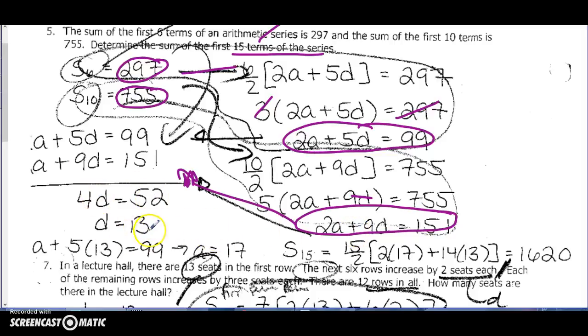So there's D. Sub back into this equation just like we did in question number 4 to find out what A is. There's A, and now you have A and D. You already had n. Sub in everything into the S15 equation and get 1620.